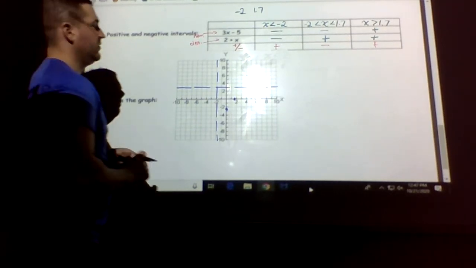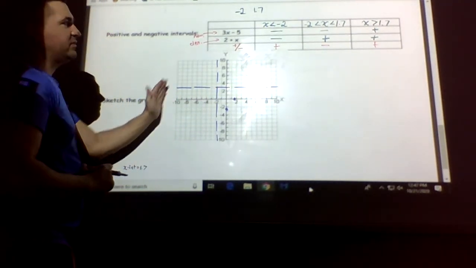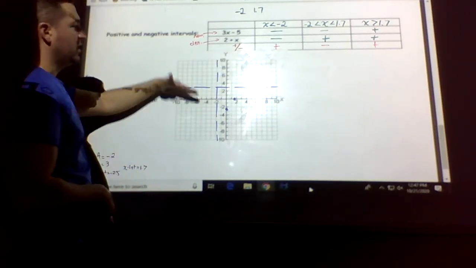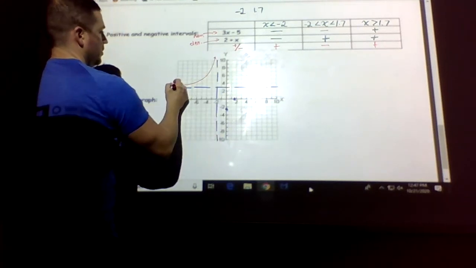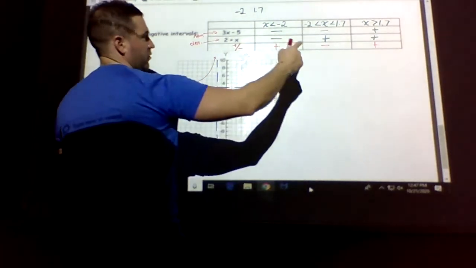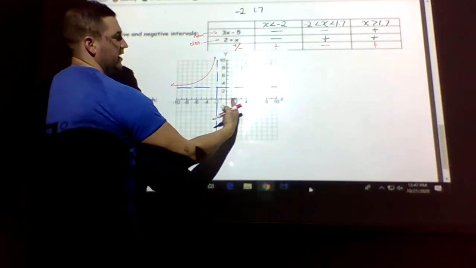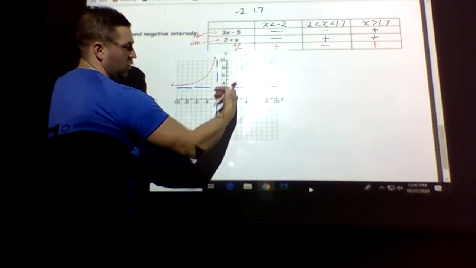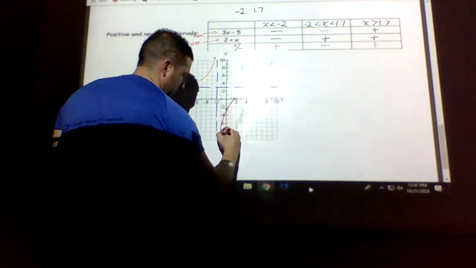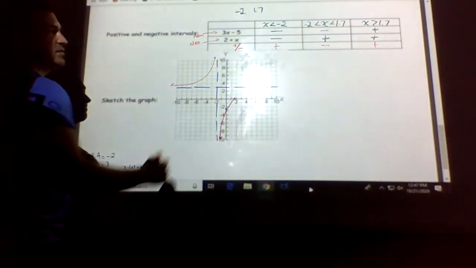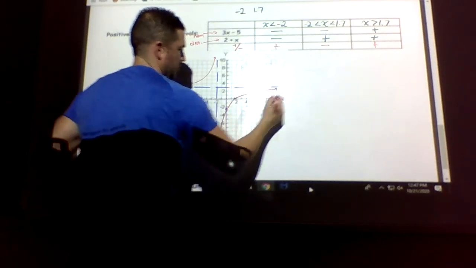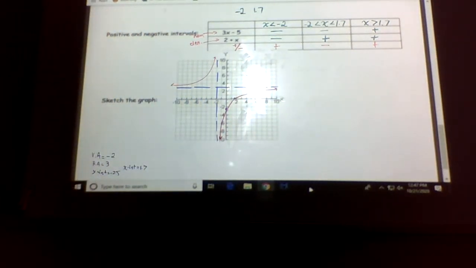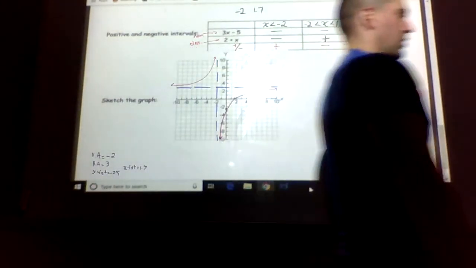So less than -2, these values have to be in the positive quadrant. So that would be up here, because all of them have to be positive, so it's going to make a curve. And then between -2 and 1.7 on your x's, we are below the x-axis. So that would be here, below the x-axis. Then after 1.7, you're above the x-axis. So here. All right, that concludes it.